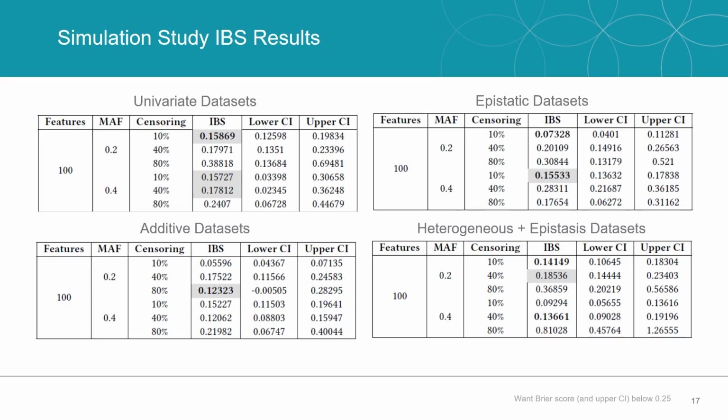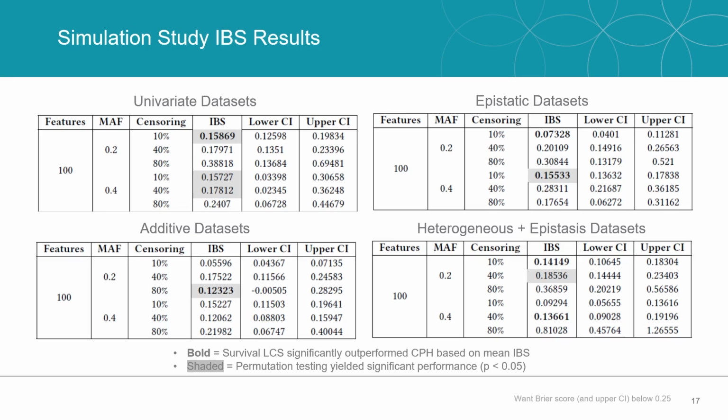For the purposes of this talk, I'm just going to focus on the results on datasets with only 100 features. In each of these tables, our primary evaluation metric of interest is IBS, as well as its corresponding lower and upper confidence interval bounds. Each table represents one of the 4 different underlying data configurations: univariate, epistatic, additive, and heterogeneous plus epistasis datasets. In these tables, bold results highlight where Survival-LCS significantly outperformed Cox proportional hazard models based on the mean IBS, and shaded values indicate where permutation testing yielded significant performance.